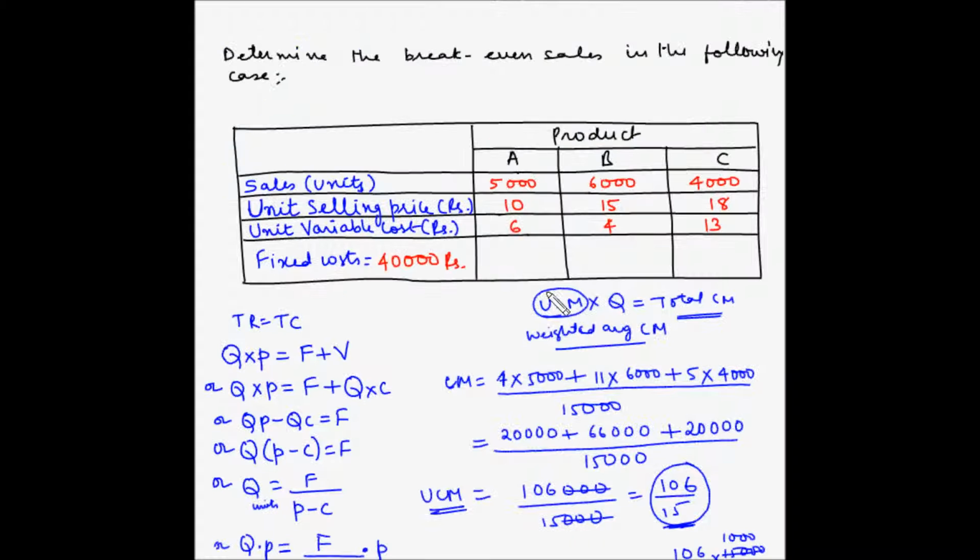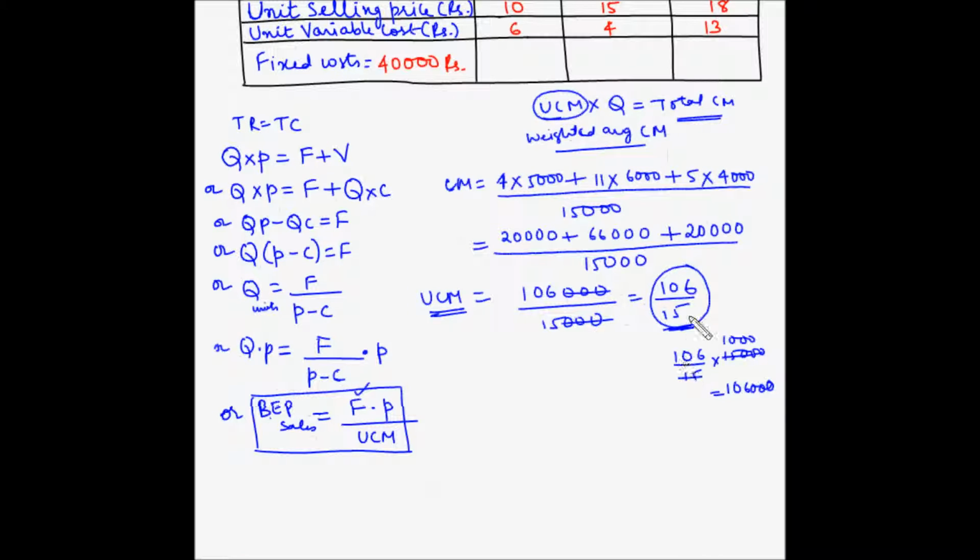And if we look at this contribution margin, which is the overall contribution margin, in a different way, that is, we calculate the total contribution margin for each product A, B and C and add them, we basically get this expression, which is 4 multiplied by 5,000 plus 11 multiplied by 6,000 plus 5 multiplied by 4,000. And if you add this, you will get the same amount, which is 106,000. So this figure here represents the average contribution margin per unit. So now we have found out the unit contribution margin.